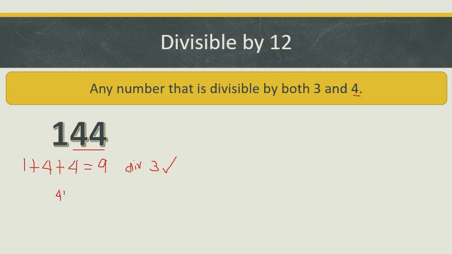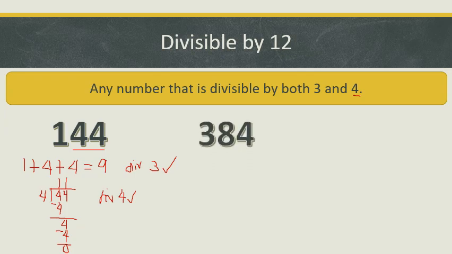So, 44 divided by 4. 4 divided by 4 is 1. 1 times 4 is 4. 4 minus 4 is 0. Then, bring down 4. So, 4 divided by 4 is 1 again. 1 times 4 is 4. Then, 4 minus 4 is 0. So, since wala siyang remainder, siya po ay divisible sa 4. Since pareho siyang divisible sa 3 and 4, siya po ay divisible sa 12.